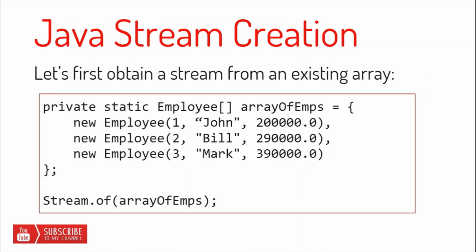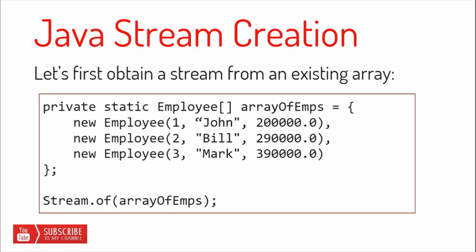Now let's see how we can obtain a stream from a given array. So here we have this employee array where we have three employee objects, John, Bill and Mark, and how we can convert this array or get a stream out of this array. For that we have the Stream.of method, and in the arguments we can provide the array itself. This specific line will result in a stream of data.